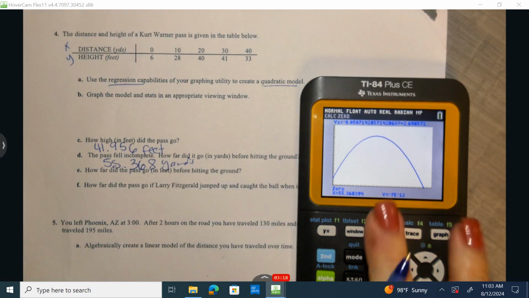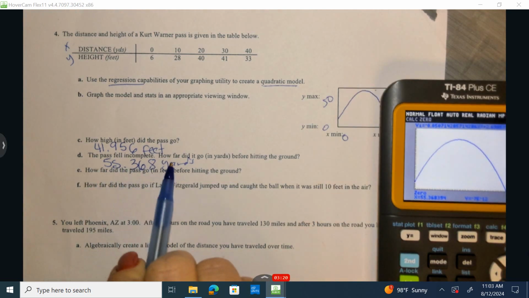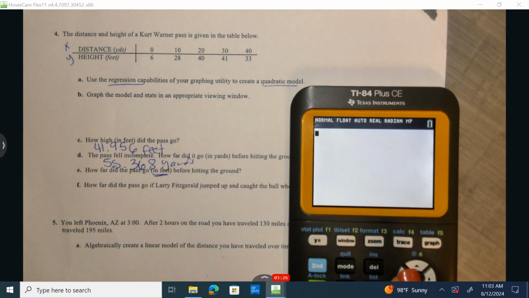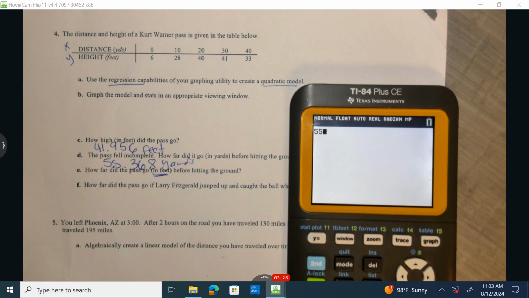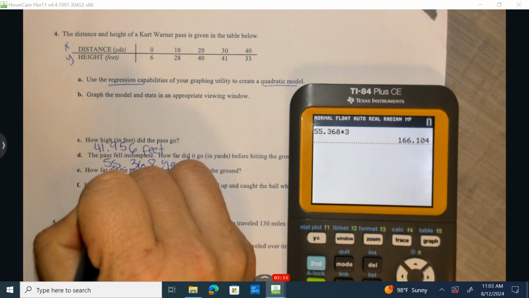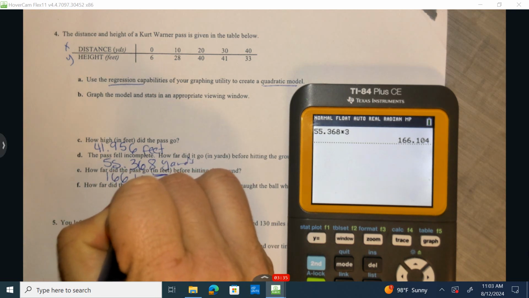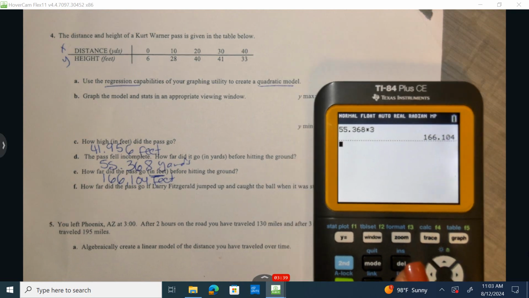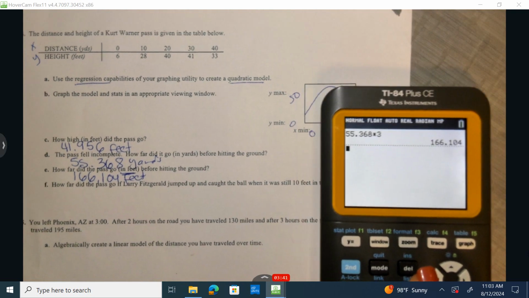How far did the pass go in feet before hitting the ground? Whoops, my fault here. Let me go back here. The pass fell incomplete. How far did it go in yards before hitting the ground? Perfect. Now we're going to translate this to feet. So we know there's 3 feet in 1 yard. So 55.368 times 3 gives us 166.104 feet.